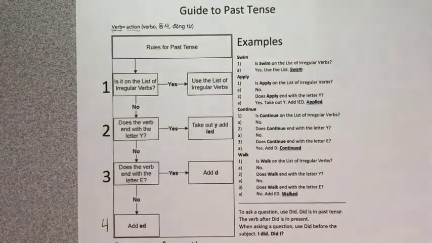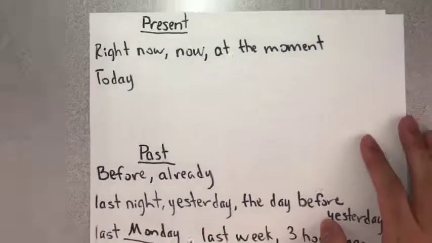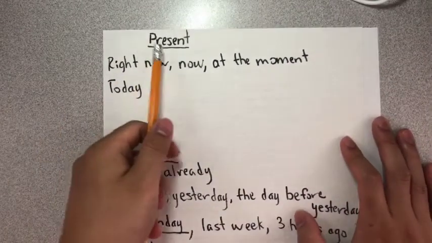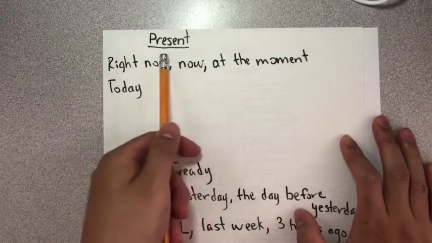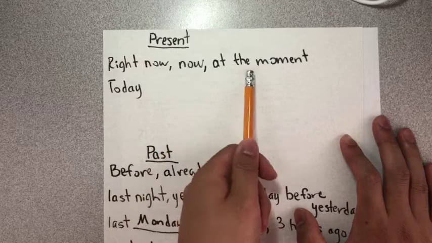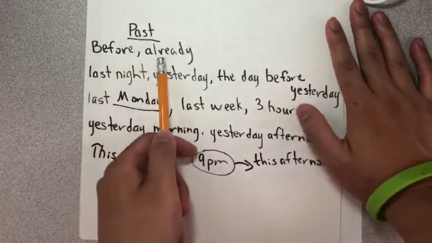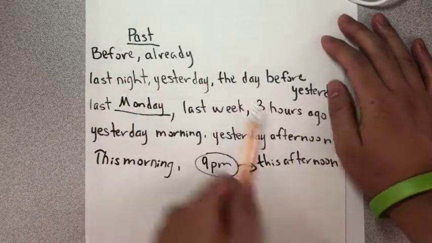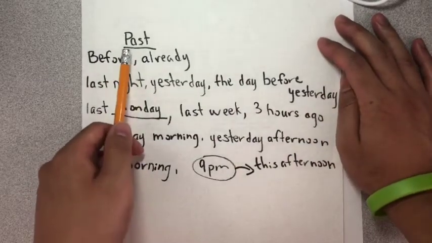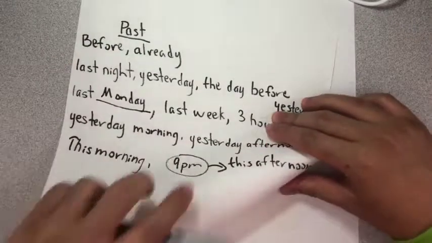So first, let's look at the paper from earlier. We use the present tense if we're talking about the present. If we're talking and we use the words right now, now, at the moment, or today. If we have words like before, already, or all of these words here, then we use the past tense. So you already know the past tense because we learned the past tense for to be.